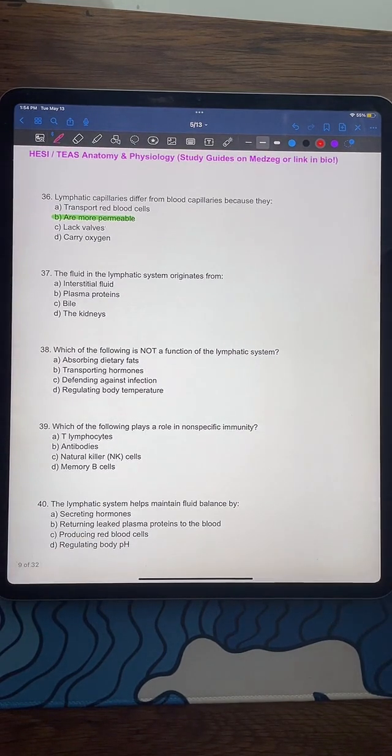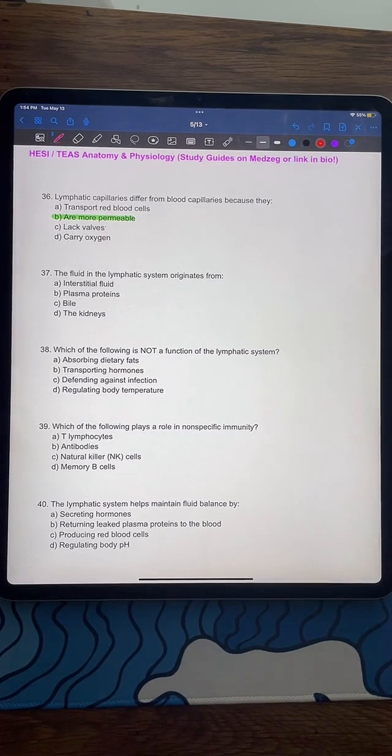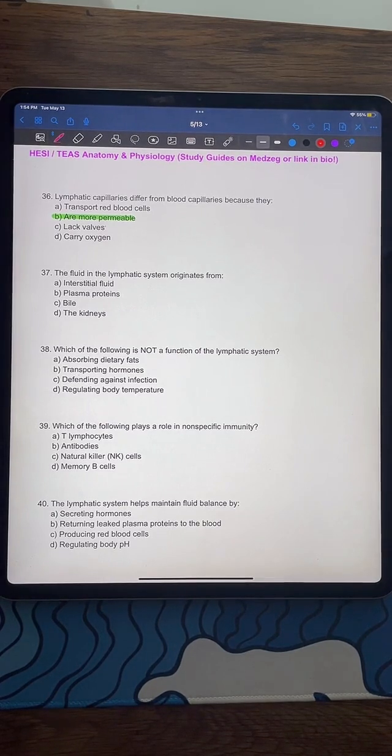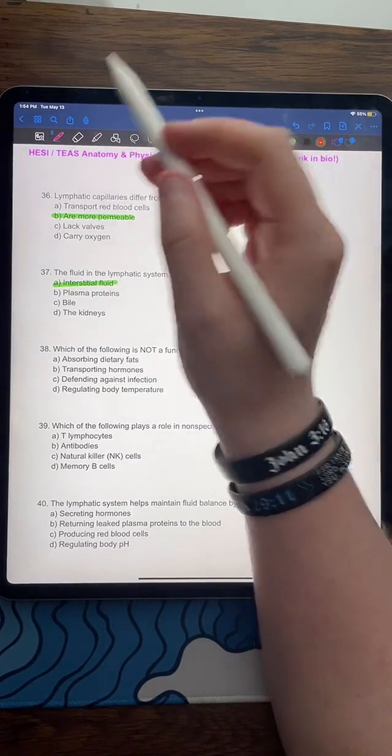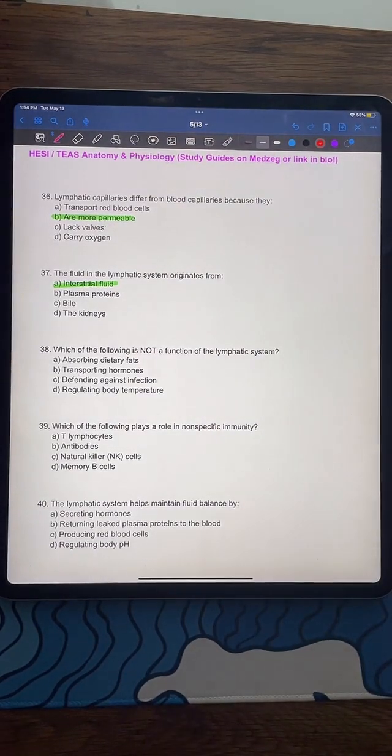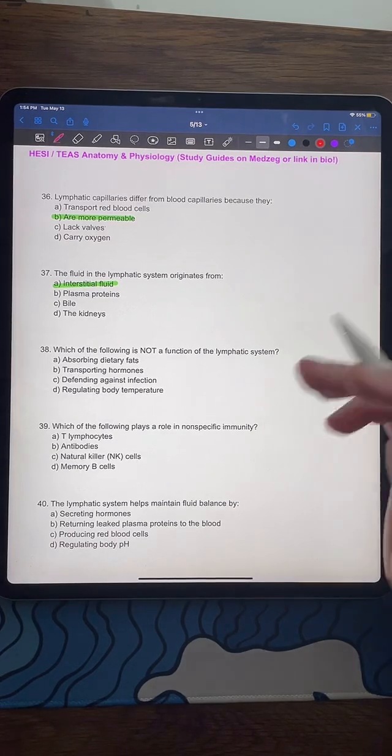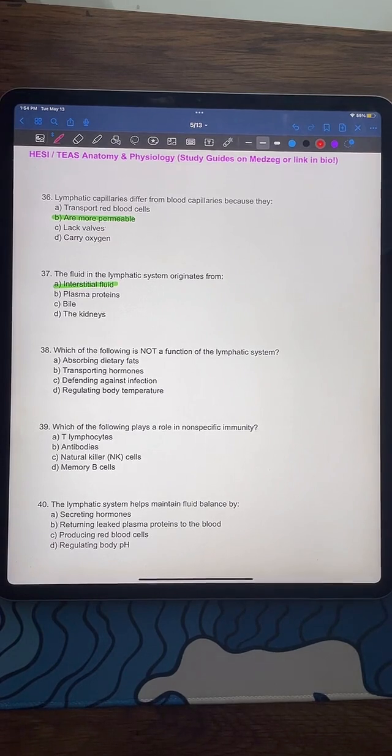Number 37, the fluid in the lymphatic system originates from... We kind of talked about this earlier. We're returning interstitial fluid from the tissues. So lymph comes from interstitial fluid, which is the fluid that surrounds cells and leaks from the capillaries.